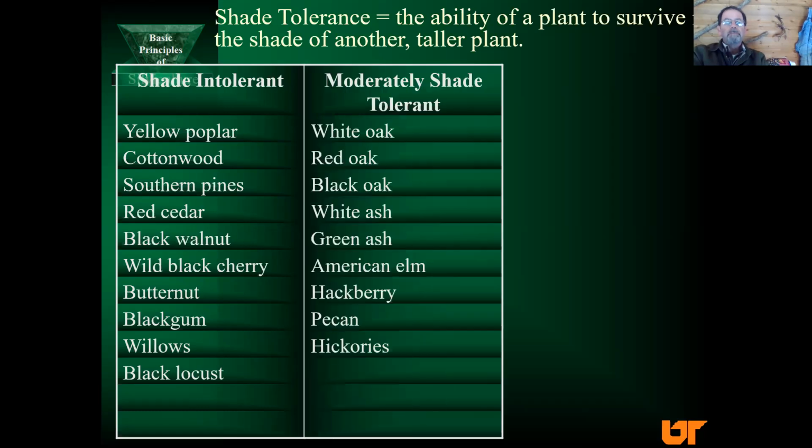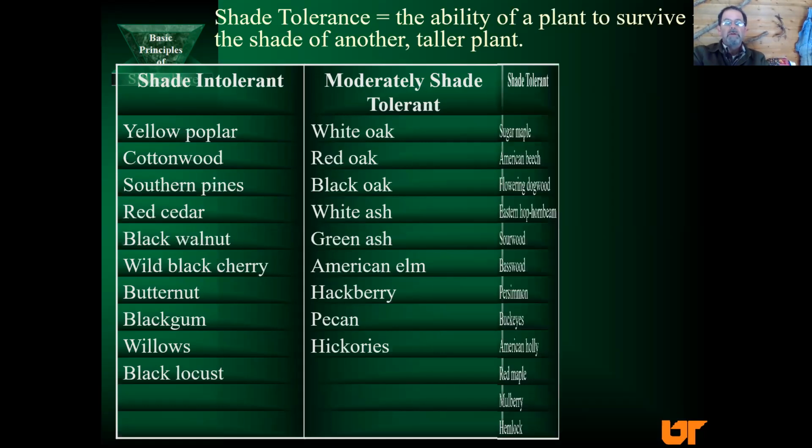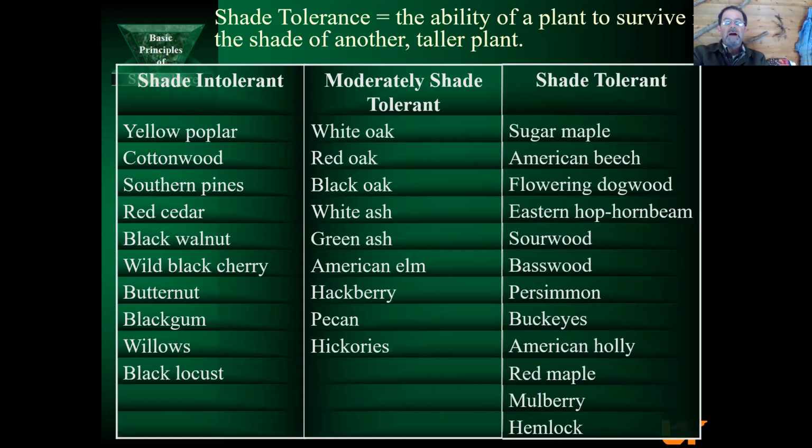Now, adjacent to that would be what we would call the moderately shade tolerant trees. In other words, these trees can tolerate some shade, but sometime over the course of the day, they need a direct shot of sunlight. And here's an example of trees that fall into moderately shade tolerant. And then those that are considered tolerant to shade. Now, that doesn't mean that they prefer the shade, but it means that they can live there for a long, long time. Sugar maple, beech, and so forth.